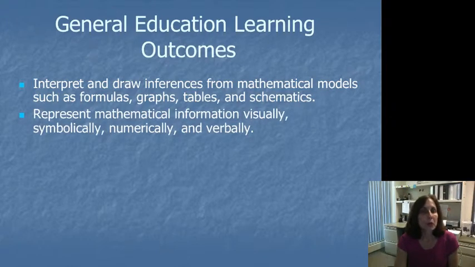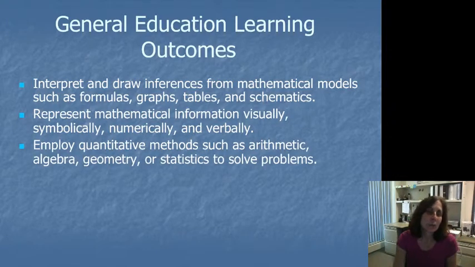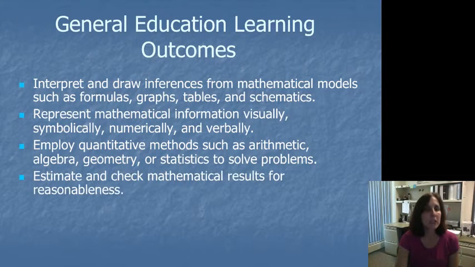The second one is to represent mathematical information visually, symbolically, numerically, and verbally. And this is like a really tall order. Visually and symbolically, numerically, fantastic. Verbally is a little bit hard online, so you're going to have to do verbal through typing. And the third one is to employ quantitative methods such as arithmetic, algebra, geometry, or statistics to solve problems. Not a problem. We're going to be just doing this through all of the course.